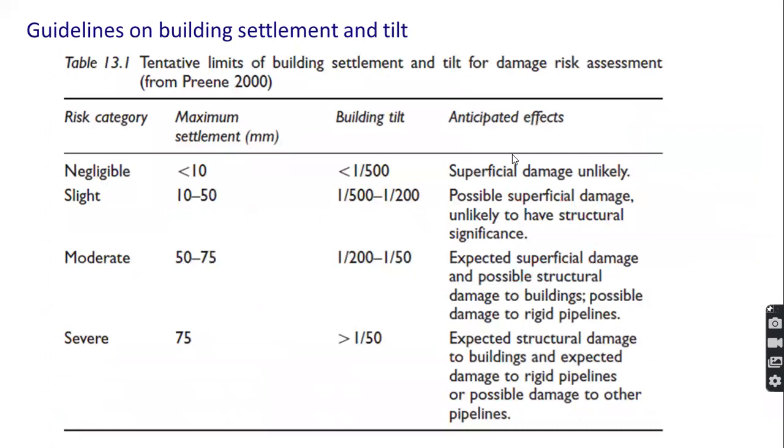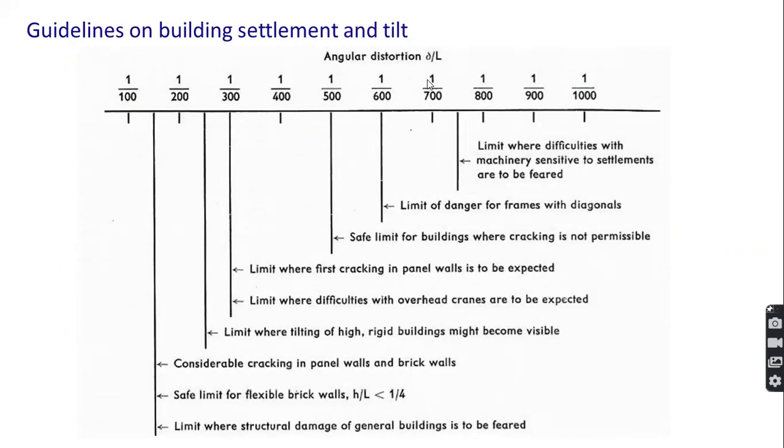Then I would like to quickly go through the allowable settlements, building settlements. Depending on the amount of settlement, we can categorize them as negligible or severe, and the expected structural damage. So some guidelines are given. Then about the angular distortion of structures, 1:500 is the safe limit for buildings where cracking is not permissible. If the angular distortion is more than that, some cracks may appear on existing structures.